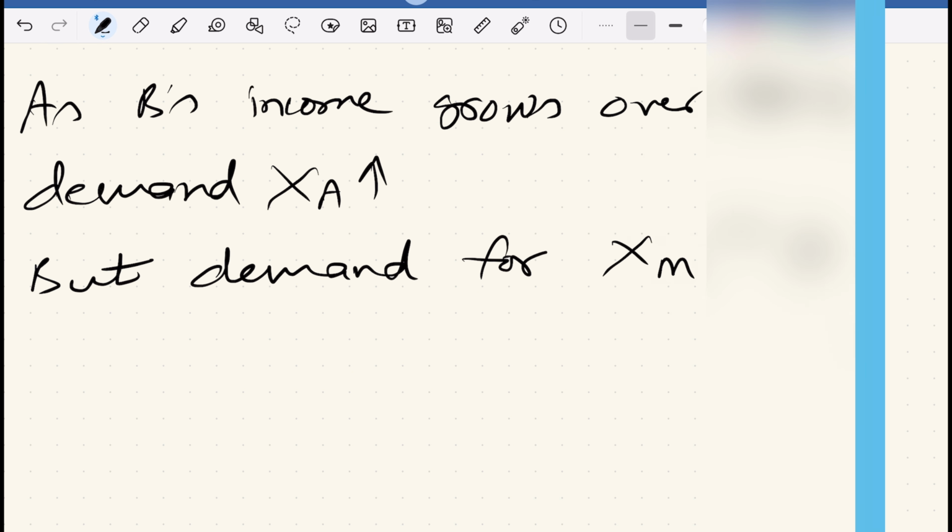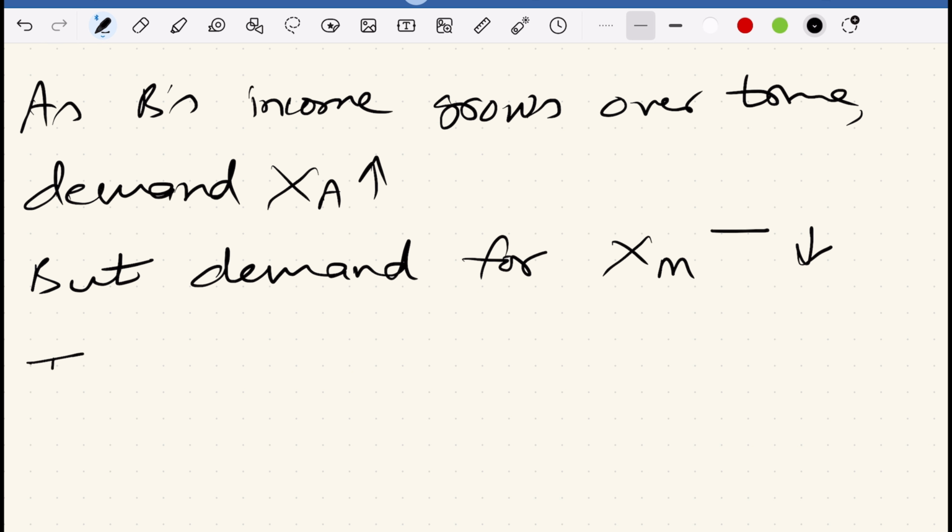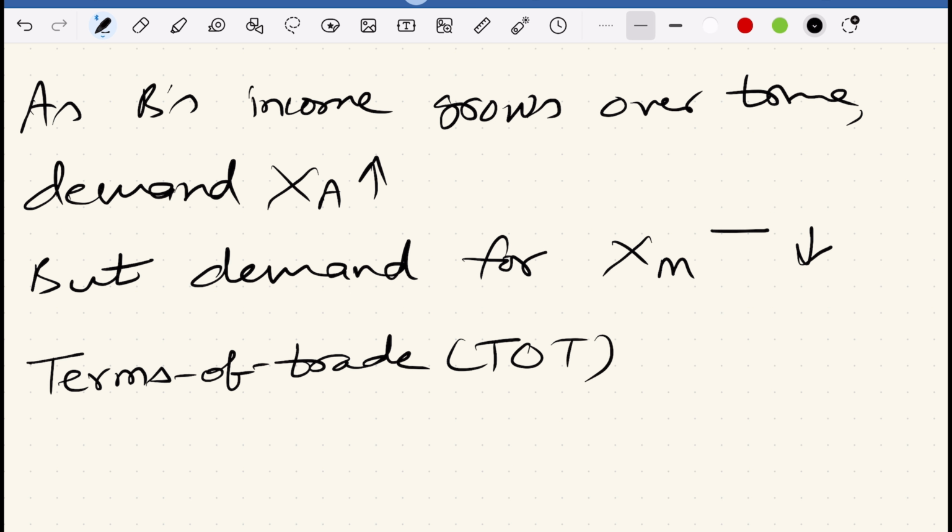So, now we introduce the concept of terms of trade, in short, TOT. This is simply the value of exports to the value of imports, or how many units of exports shall be needed to buy 1 unit of the import. So now what is happening is that for the developing country A, XA is increasing while MA is decreasing or constant.